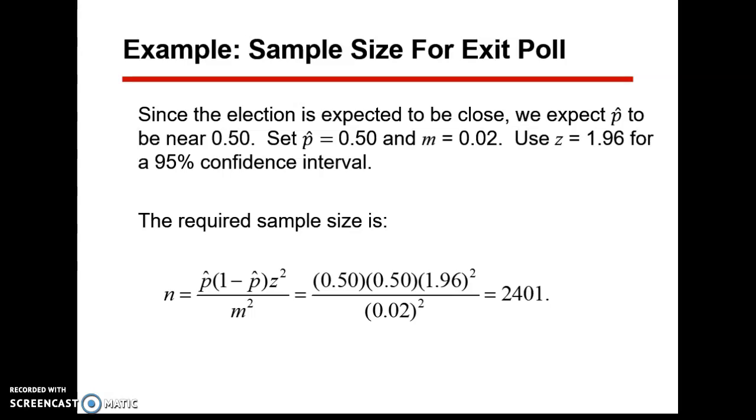Now you might be tempted to do something like make it 2,400. But if you do that, your sample size will actually be too small. So you have to be careful on the rounding. If you had a decimal portion, you always round up. Rounding down will give you something that won't be quite the correct size.